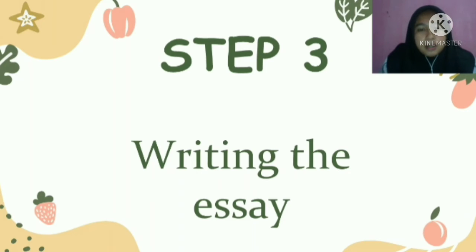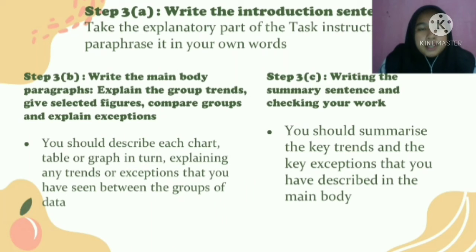Step 3. Writing the essay. Step 3.A. Write the introduction sentence. Take the explanatory part of the task instruction and paraphrase it in your own words. Step 3.B. Write the main body paragraph. Explain the group trends, give selected figures, compare groups, and explain exceptions.